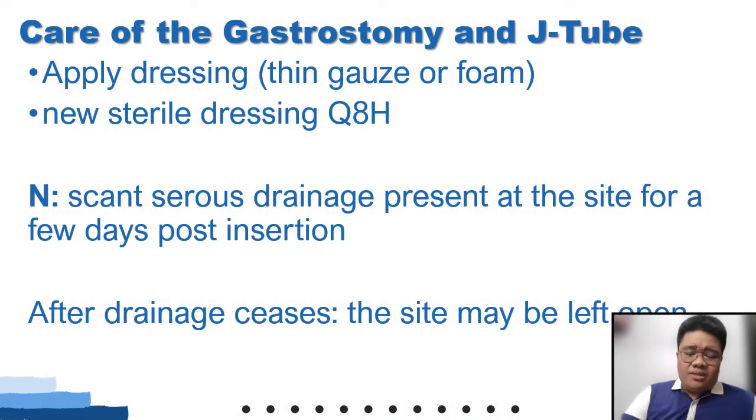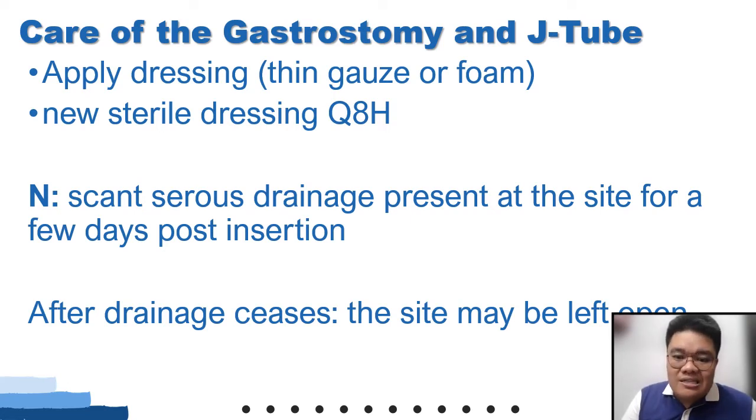Now, next, what do you do? You apply dressing, the thin gauze or foam. And then you need to have a new sterile dressing every 8 hours. Every 8 hours? Yes, guys, to ensure the cleanliness of your gastrostomy tube. Normally, you would expect that there is scant serous drainage present at the site for a few days post-insertion.